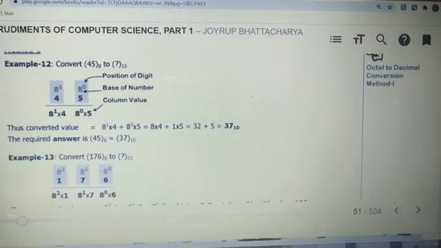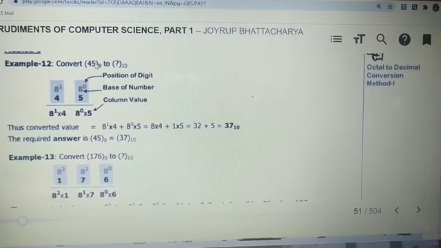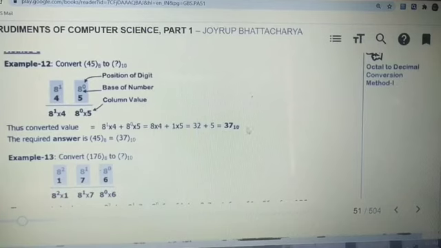Now coming to 45 base 8 to convert into base 10. The formula is the same: from right hand side to left hand side we will move, with positional values 0 and 1. So 5 will be multiplied by 8 to the power 0, and 4 will be multiplied by 8 to the power 1, and we will add them. Anything to the power 0 means 1, so 1 into 5. 8 to the power 1 means 8, so 4 into 8 means 32. 32 plus 5 is 37.